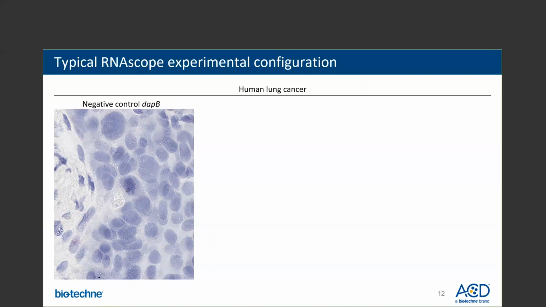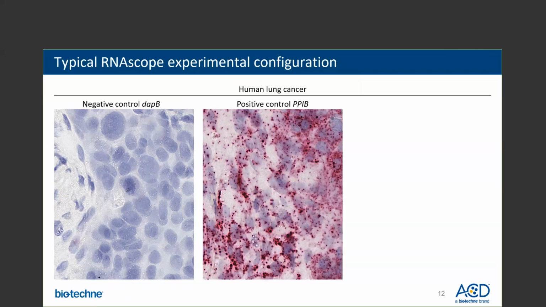Here are serial sections from a human lung cancer sample on which we performed the manual red chromogenic assay. At the very left here, you see the negative control probe DAPB, which is a bacterial gene that is not expressed in intact tissue. As observed in this sample, there should be no signal from DAPB. Right here in the middle panel is a section from the same sample stained with our positive control probe for housekeeping gene PPIB or cyclophilin B. As observed with this sample, you want to see fairly uniform detection with the positive control probe, indicating good quality RNA.